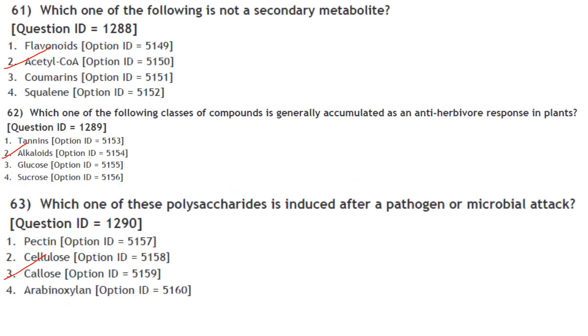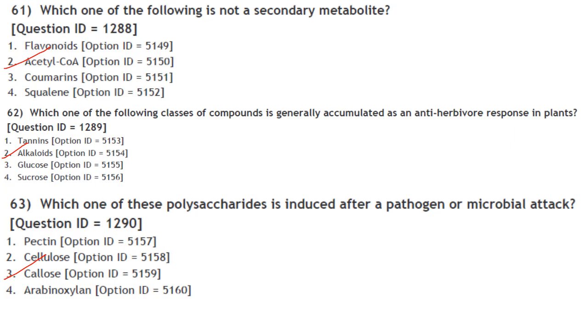Then which one of the following is not a secondary metabolite? Acetyl-CoA. It is not a secondary metabolite. Then next one. Which one of the following classes of compounds is generally accumulated as an anti-herbivore response in plants? So it is alkaloids. Answer is option 2.